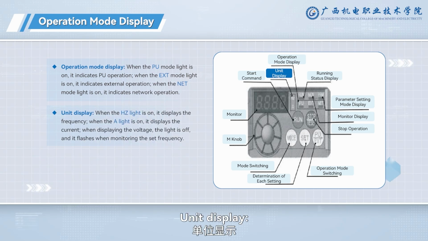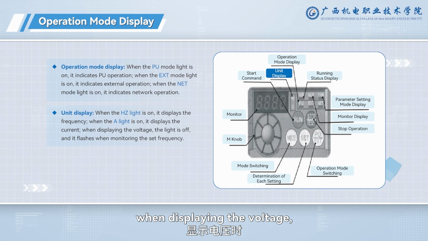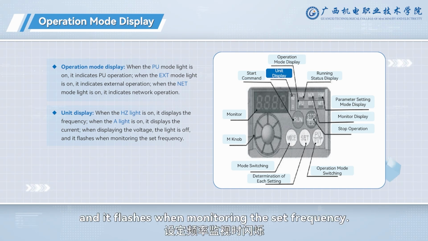Unit display. When the Hz light is on, it displays the frequency. When the A light is on, it displays the current. When displaying the voltage, the light is off, and it flashes when monitoring the set frequency.